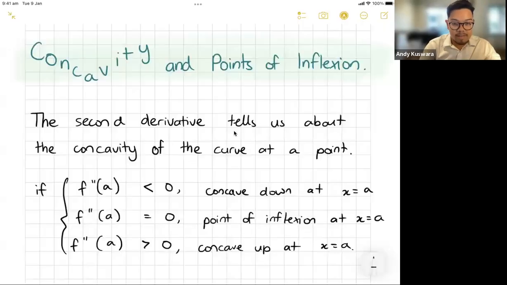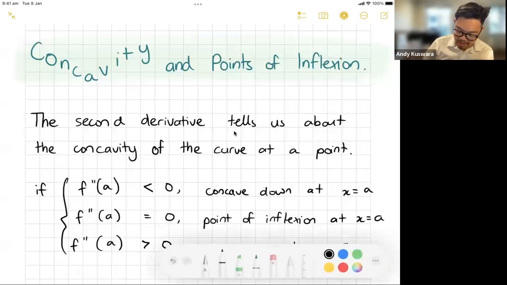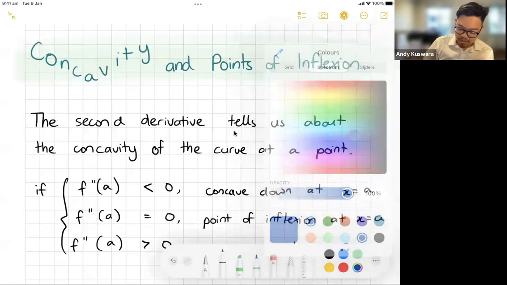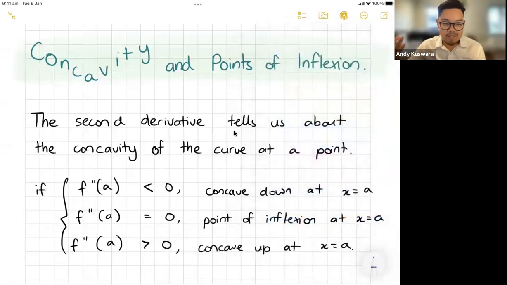Let's talk about... I'll be back. Here we go. All right, we're talking about concavity and points of inflection. This is where I think you'll spend the majority, it's a big part of what we're doing. We've been leading up to this. Now your second derivative. So we learned how to do multiple derivatives. Your second derivative tells us how to find the concavity of a curve at a point.